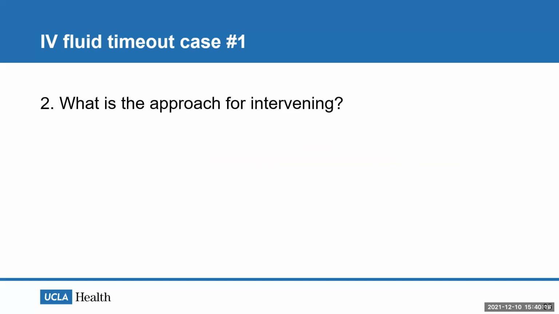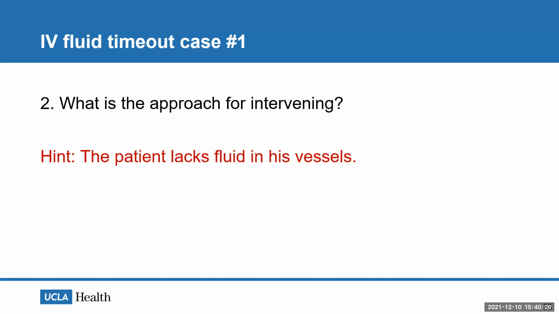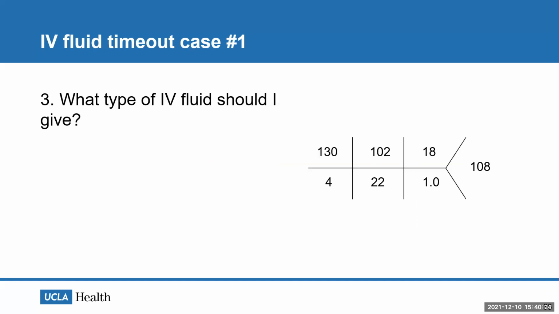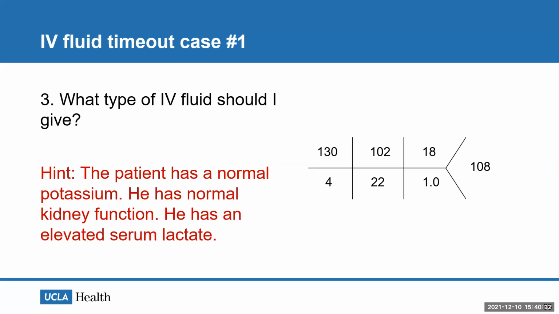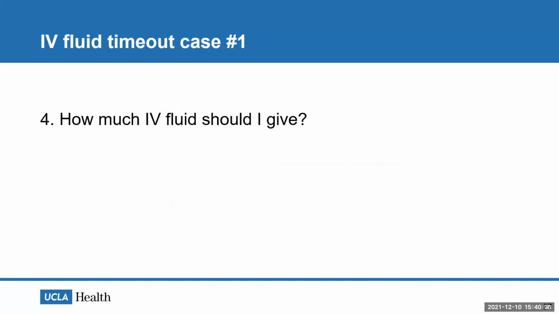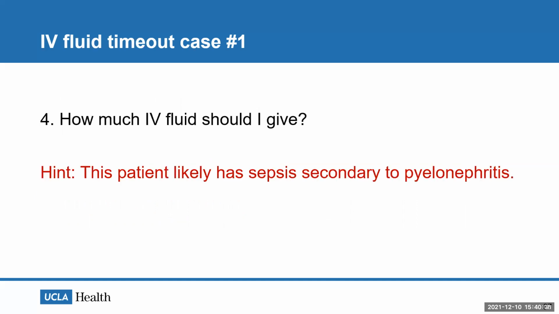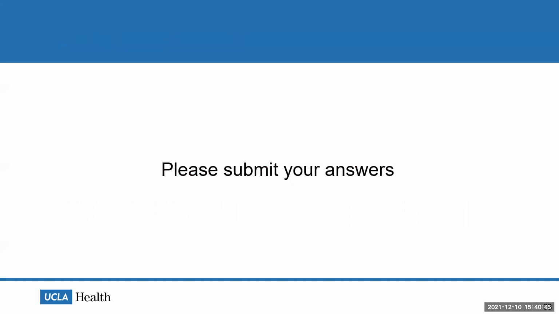Second is, what is the approach for intervening? The hint here is that the patient lacks fluid in his vessels, so hopefully that helps. Third is, what type of IV fluid should I give? K is 4, creatinine is 1. So they seem to be normal, and he has an elevated serum lactate. How much fluid should I give? Well, as a reminder, the patient has sepsis secondary to pyelonephritis. So go ahead and submit your answers.